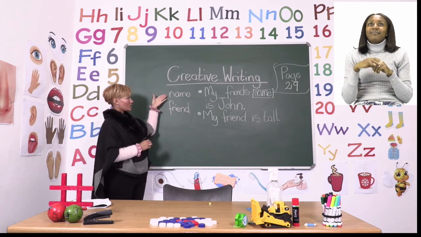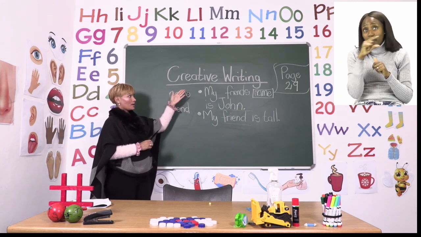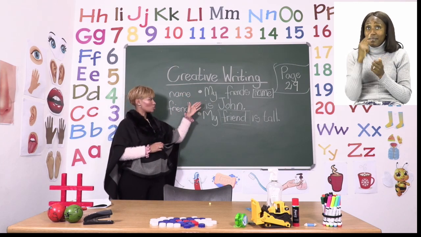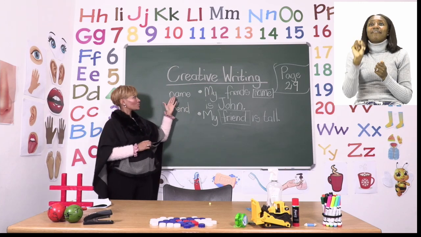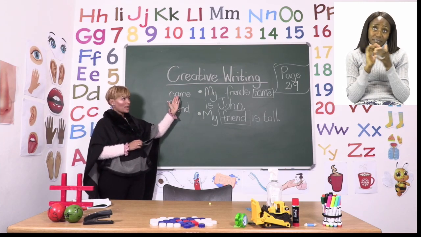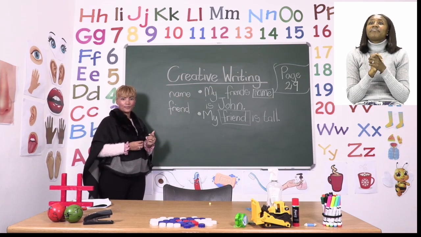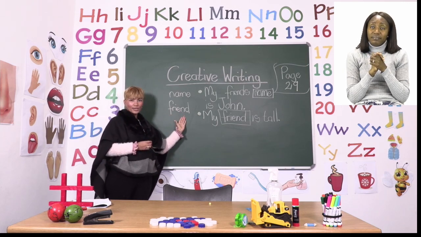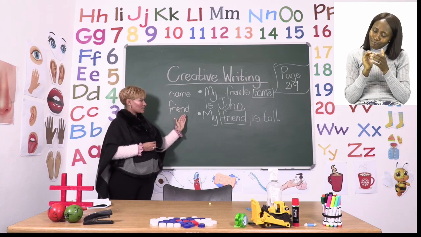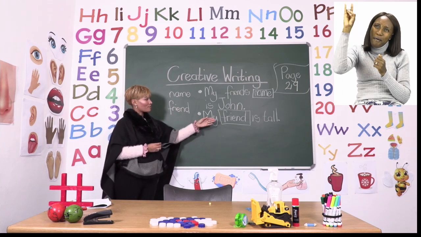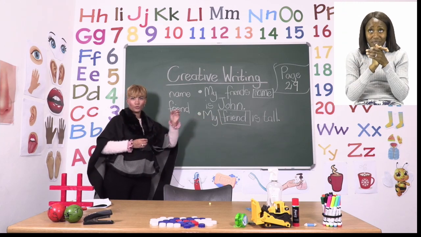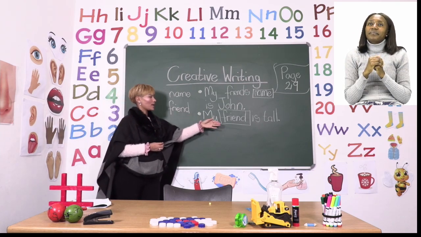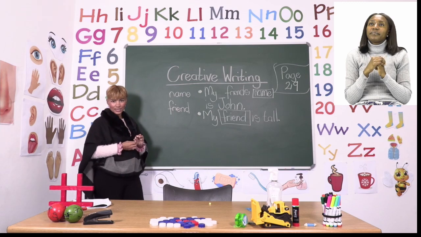The first word is the word name. I made my sentence, my friend's name is John, and I used the word name in my sentence. My second word was the word friend. My sentence was, my friend is tall.